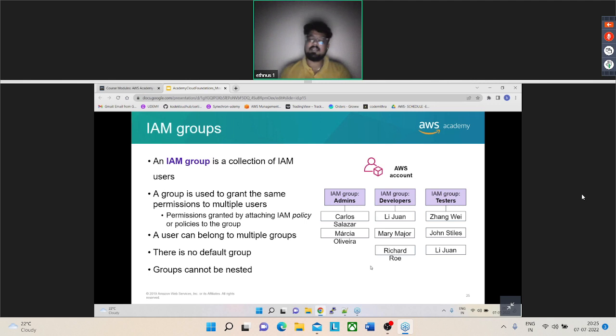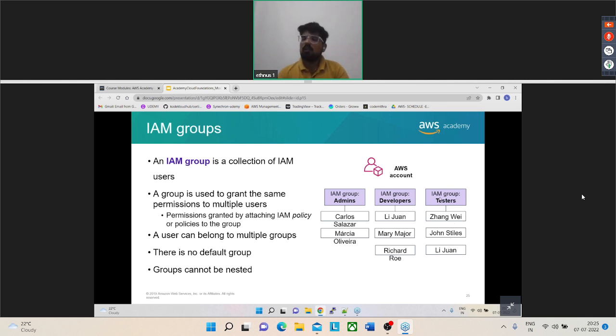Now let's check what IAM groups are. An IAM group is a collection of IAM users. You already know this. So look at this example. For this AWS account, suppose I created 3 IAM groups. One is admins, the other one is developers, and the third one is testers. Under admins, these are the IAM users: Carlos, Salzer, Marcia, Oliveria. These are the people who are part of this admin group. And Lee Juan, Mary Major, Richard Roy are part of the developers group. And these 3 people: Zan, John, and Lee are part of the tester group.